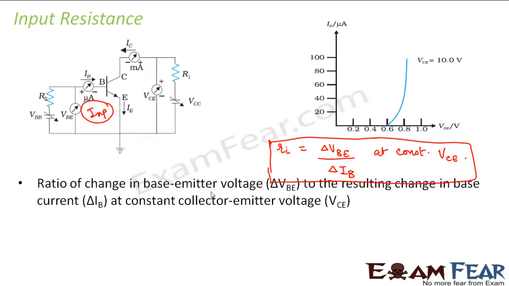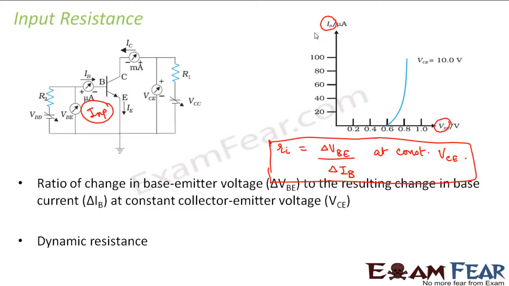So what is input resistance? It is the ratio of change in base emitter voltage to the resulting change in base current at constant collector emitter voltage. That's because as you change your base emitter voltage, the base current will also keep changing. So this is how we define input resistance.